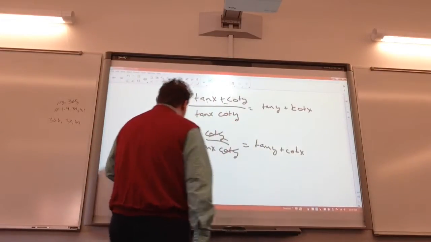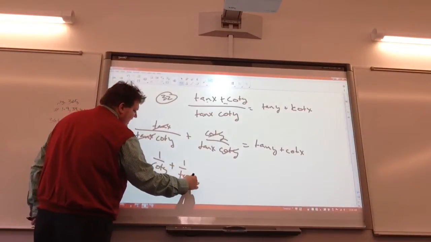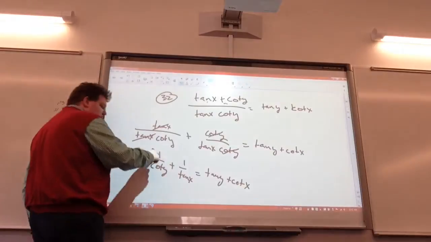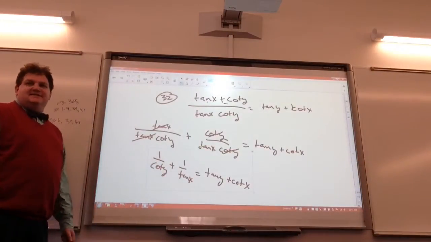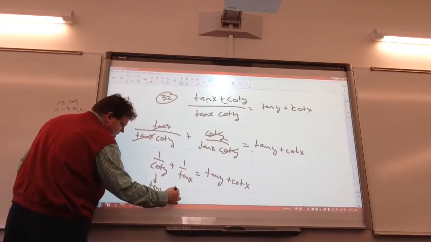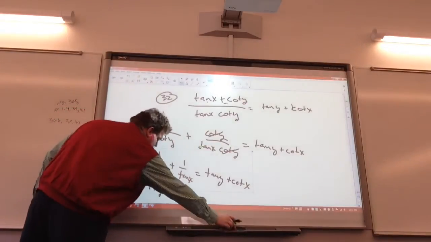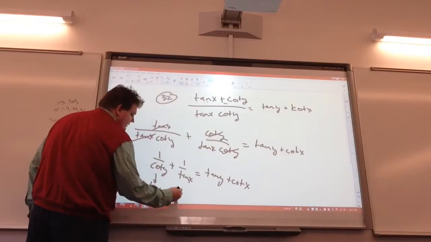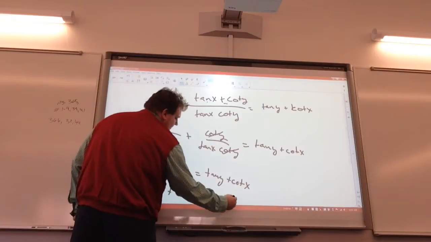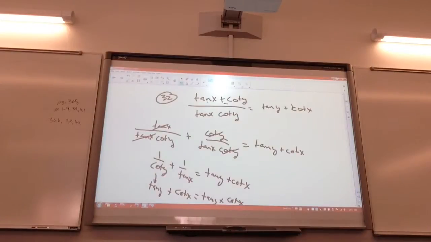But that would give me 1 over cotangent of y plus 1 over tangent of x equals tangent of y plus cotangent of x. What's 1 over cotangent? It's tangent, right? So this over here becomes tangent of y. And this one right there becomes cotangent of x, which is equal to tangent of y plus cotangent of x.